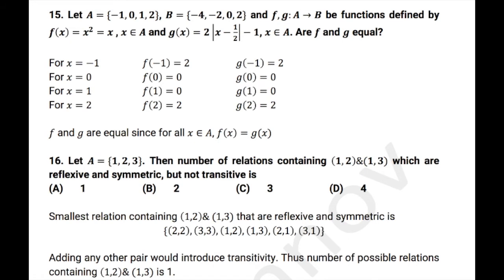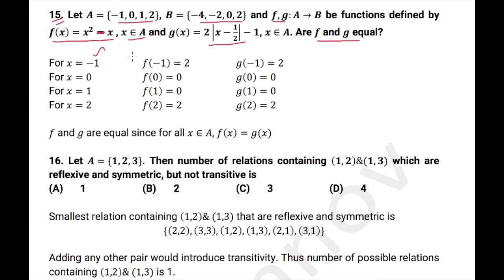Okay, question number 15. Let A equal to {-1, 0, 1, 2} be a set and B is another set. So f and g are two functions mapped from A to B. f of x is defined as f(x) = x squared, sorry, this should be minus x squared minus x, where x belongs to A, and g of x is defined here. We need to check if f and g are equal.